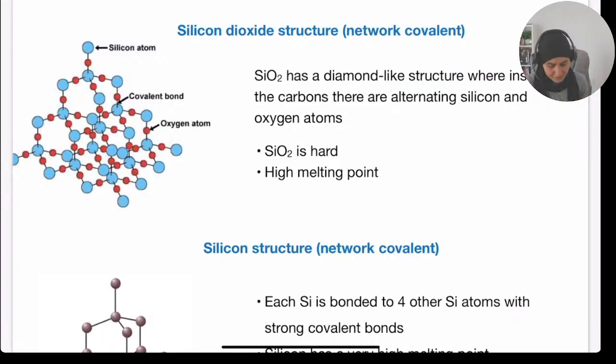So what do they ask about? They really like to ask about the ratio of silicon to oxygen atoms. So you see, each silicon is bonded to four oxygens, and each oxygen is bonded to two silicons to maintain that 1 to 2 ratio. Their favorite question, okay? So make sure that you know the ratio.